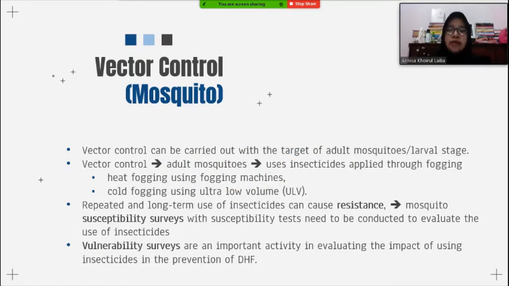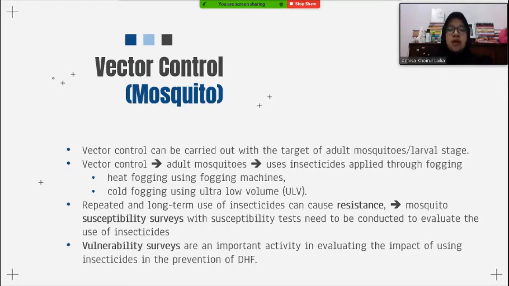Vector control can be carried out with different targets. It can be the adult mosquito or the larval stage. For adult mosquitoes, the vector control usually used is insecticides applied through fogging. There are 2 types of fogging. First is using heat, with a fogging machine, and then cold fogging, which uses ultra low volume, or ULV.